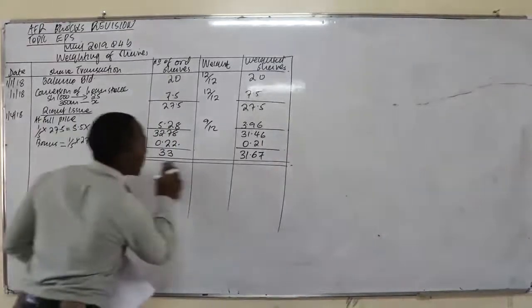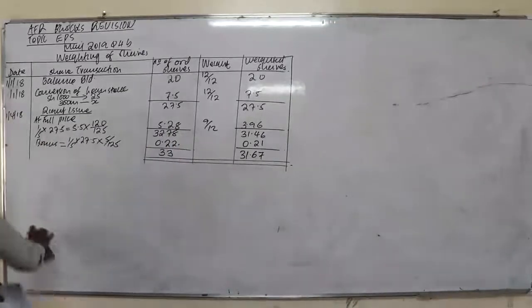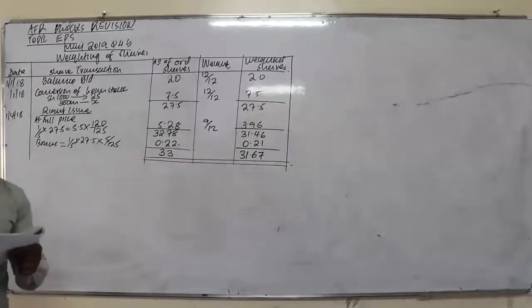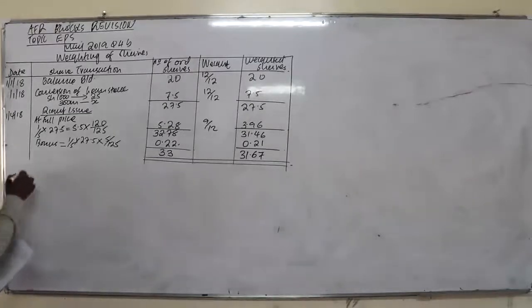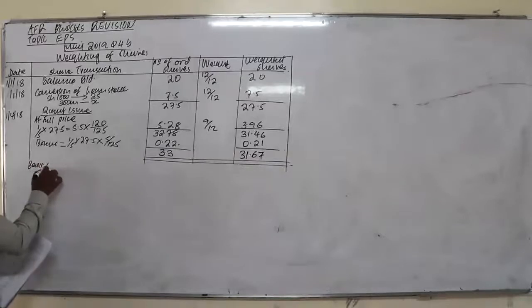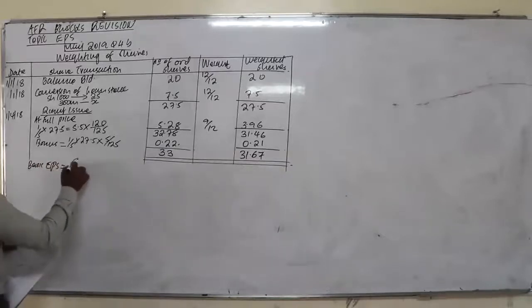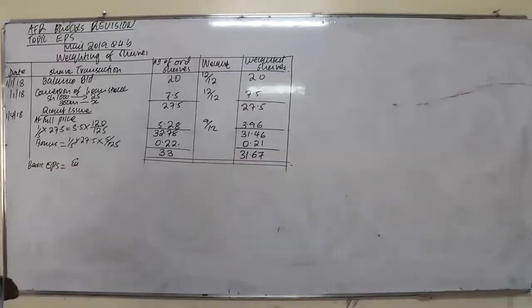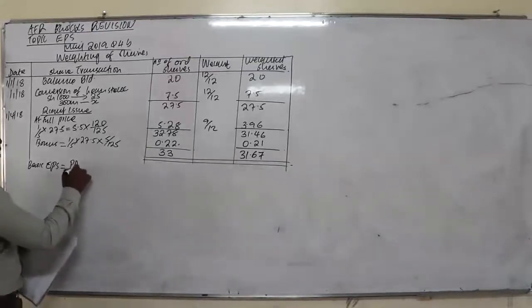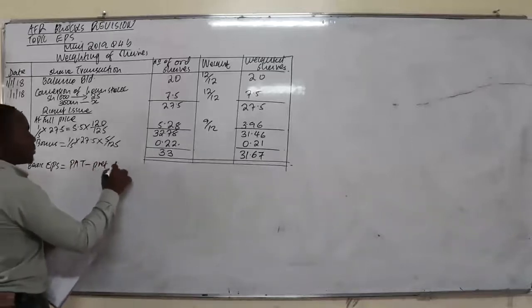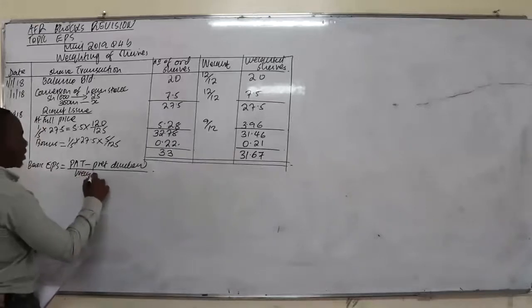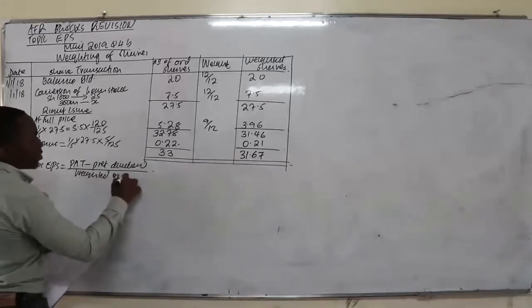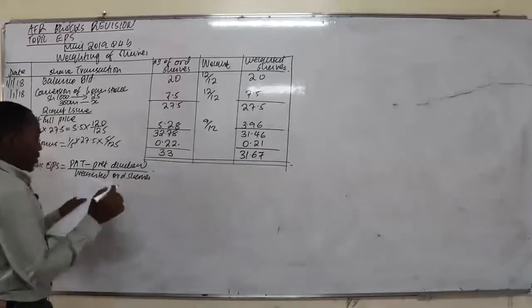So with that, let's go to the required. Basic EPS for year 2017 and 2018. How do we get the basic EPS? To get the basic EPS, you take the earnings attributable to ordinary shareholders. And how do you get that? You take profit after tax, you less preference dividends, you divide by the weighted number of ordinary shares. So we have 2 years here.